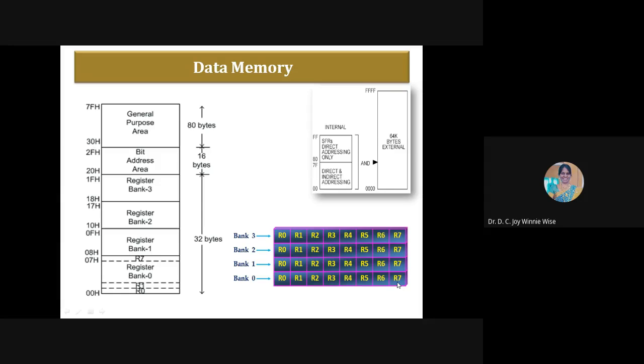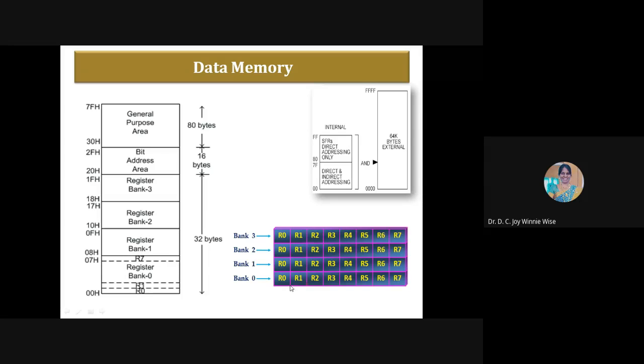These registers can be used for programming. Actually in the 8086 we have registers like AX, BX, CX, DX. Like this, in the microcontroller for programming we can use the registers R0, R1, R2, R3, R4, R5, R6, and R7.